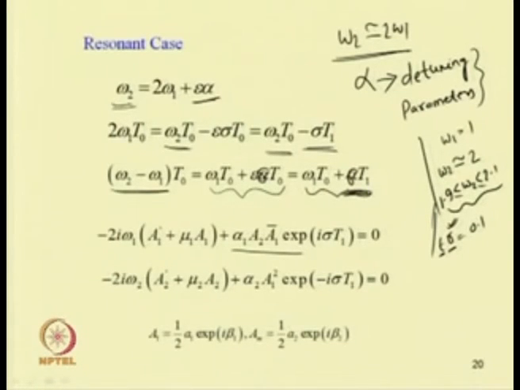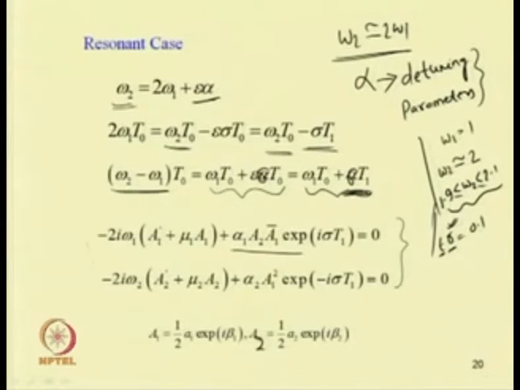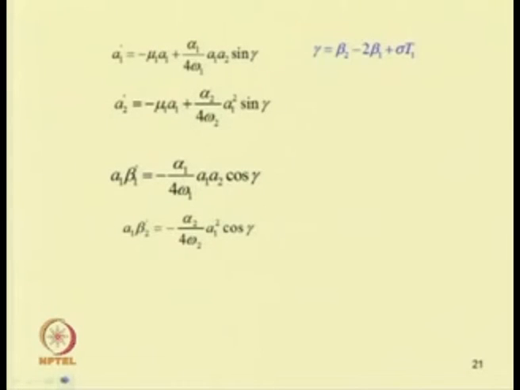So, from these two equations, now writing a 1 and a 2 in polar form, a 1 equal to half a 1 e to the power I beta 1, similarly a 2 equal to half a 2 e to the power I beta 2. Substituting this polar form in these two equations and then separating the real and imaginary parts, we get a set of reduced equations. In case of single degree of freedom systems, we have got 2 equations, and in these 2 degree of freedom systems we are getting 4 equations: 2 for the amplitude and 2 for the phase.